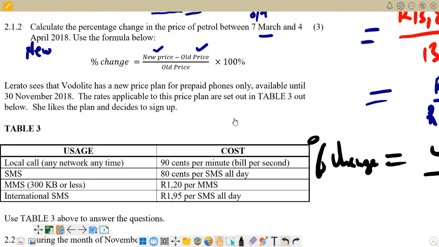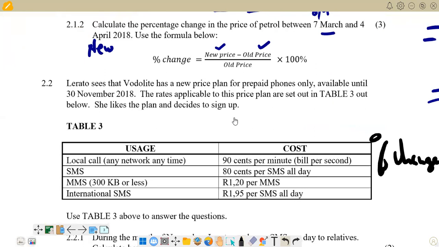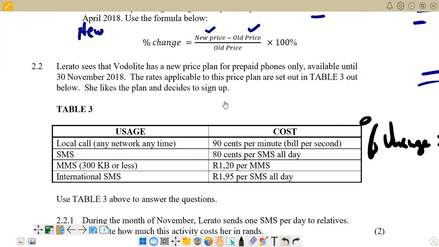The next question now is 2.2. 2.2 reads: Lerato sees that Vodolite is a new price plan for prepaid phones only, available until 30 November 2018. The rates applicable to this price plan are set out in table 3 below. So she likes the plan and decides to sign up.